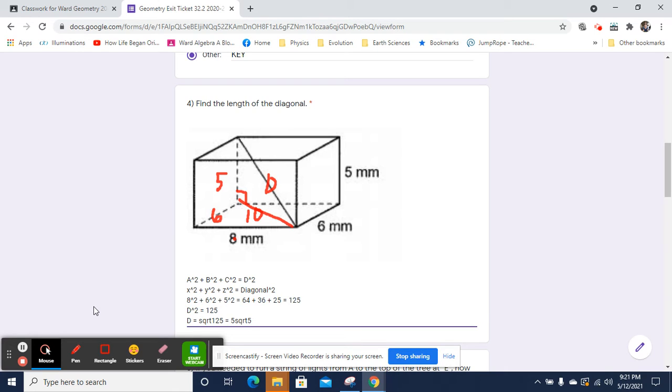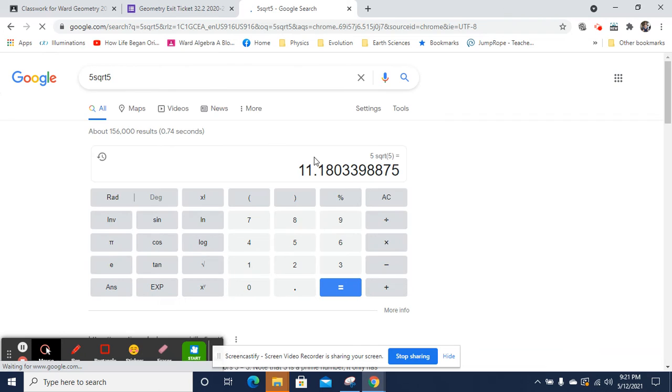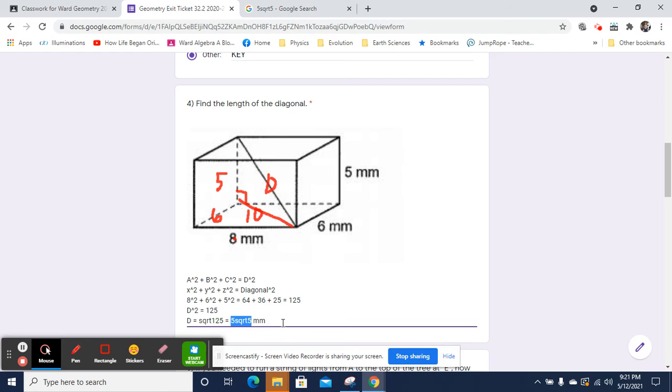There is, of course, a negative 5 square root of 5 too, but we ignore it because we're looking for actual dimensions. So 5 square root of 5 is the exact answer. The estimated answer, the rounded one, is going to be 11.2-ish millimeters. And there you have that one.